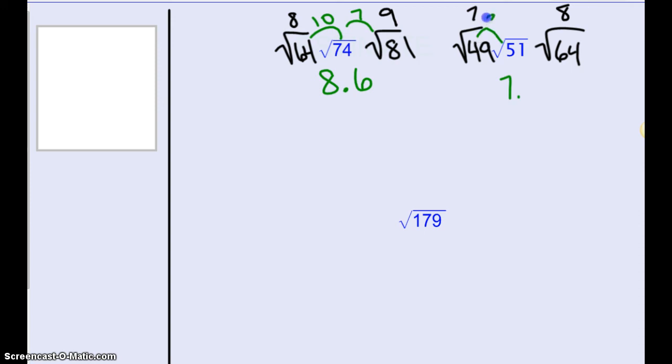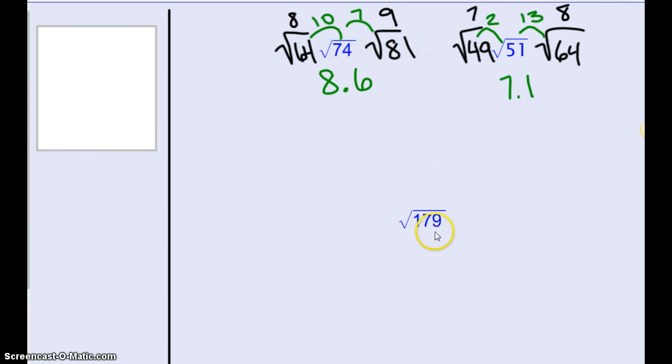49 is only 2 away from 51. And 51 is, what, 13 away from 64? So it's going to be a lot closer to 7. I'm just going to guess like 7.1, 7.2. I think about 7.1 is a real good answer. And then you could grab your calculator and see what it really is.